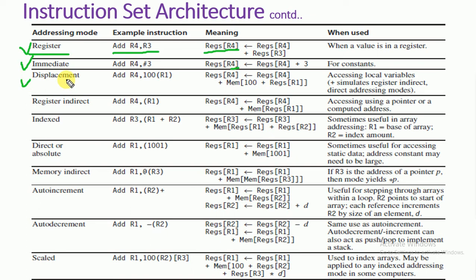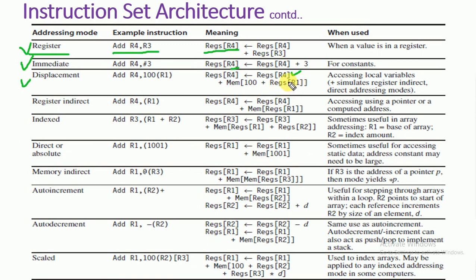Then the third one is displacement. An offset will be added with the register content. So, add R4, 100(R1). The meaning is the content of R4 will be added with the memory content of register R1 plus 100.